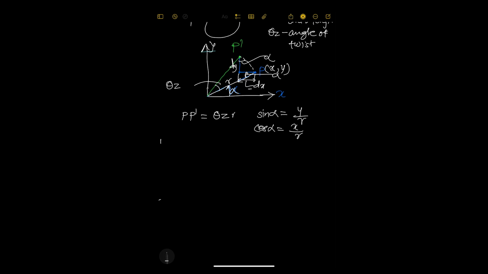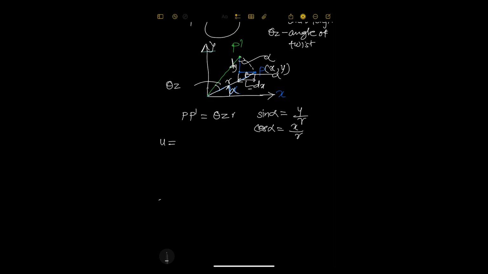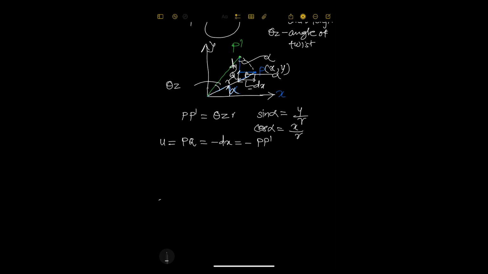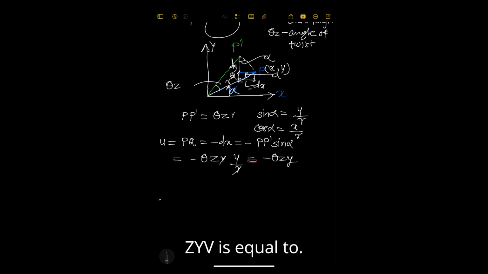So x direction displacement u is equal to, let's give one name here, Q. So PQ is equal to minus dx, which is equal to minus PP' sin alpha, which is equal to minus theta z r y by r, which gives minus theta z y.